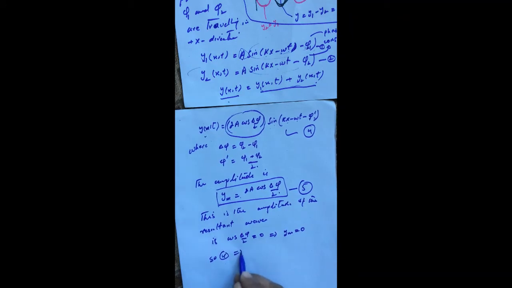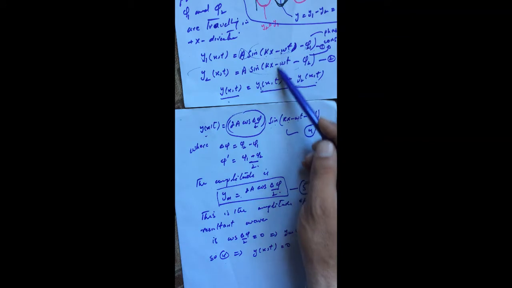Now this amplitude will define whether the interference is constructive or destructive. Suppose cos(Δφ/2) is equal to 0, then the amplitude will also be equal to 0. So equation 4 implies that the resultant wave is also 0.